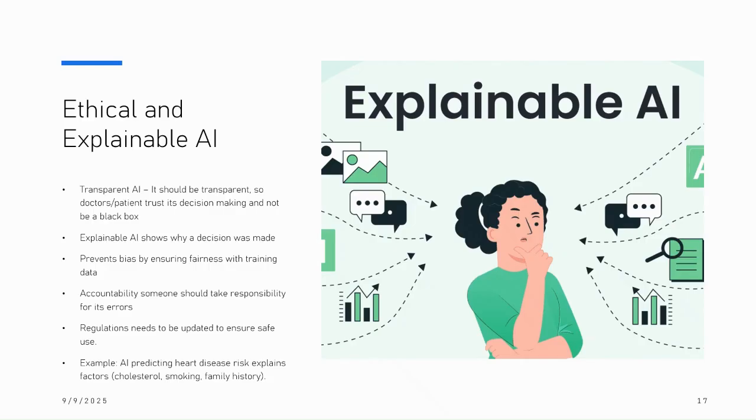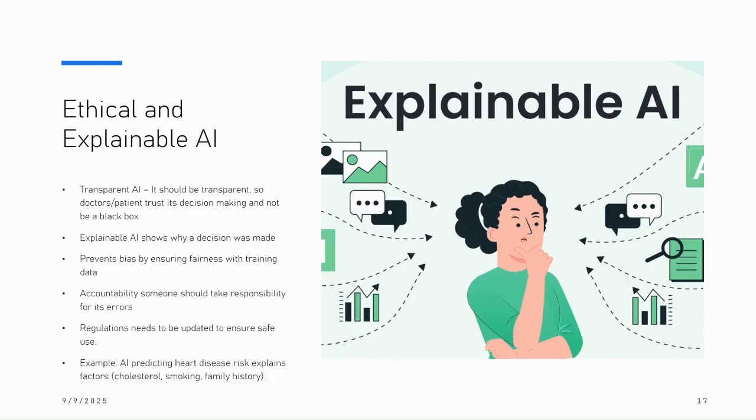Imagine that an AI is telling a doctor that a patient has a high risk of heart failure, but not explaining why. The doctor would hesitate to trust it. This is where explainable AI, or XAI, comes in and is so important. It makes decisions transparent. For example, if an AI predicts heart disease, it might highlight factors such as high cholesterol, smoking habits, or family history. This helps doctors validate the decision and give patients confidence that AI isn't just guessing.